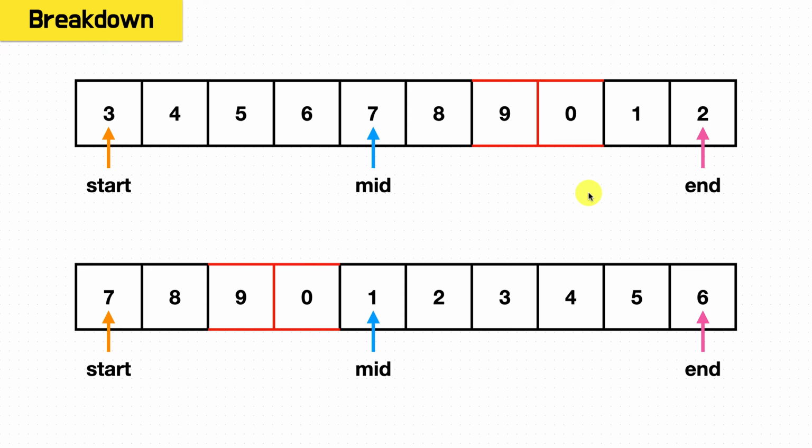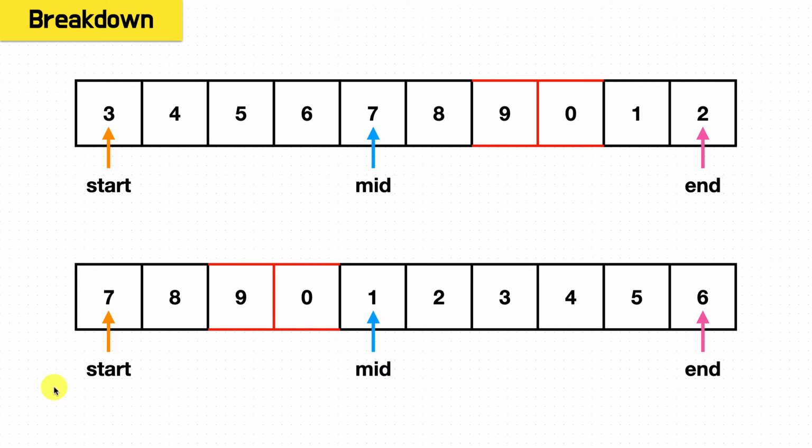We can see that this shift point can occur in either half. So based on our midpoint, it can be in the right, where you have the largest value and the smallest value touching, or it can be in the left, where you still have that largest value and smallest value touching. But that means the other half is still ascending correctly. 3 through 7 is still ordered. Below, 1 through 6 is still ordered.